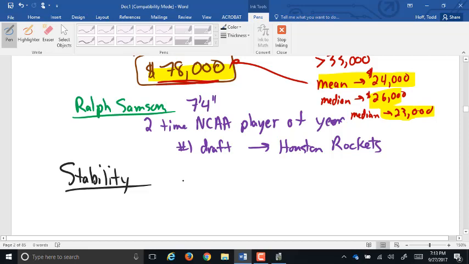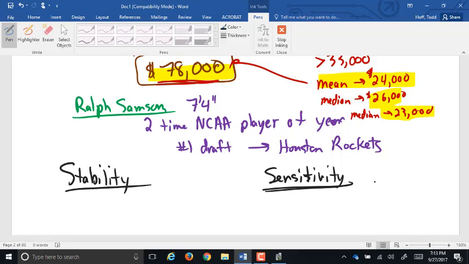The opposite of stability is sensitivity. The mean is more sensitive. One really large value or one really small value can radically change the mean, but it doesn't change the median by as much.